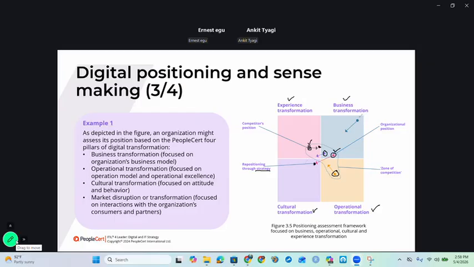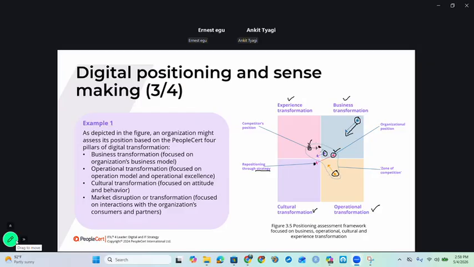Now you see business transformation for this particular organization. This is out of the zone of competition because their major focus right now is on business transformation. That's where the greater affinity is. But based on their repositioning strategy, they are also trying to move closer. Once they move closer, that is when they would be part of my zone of competition. And what is my zone of competition as of now? All these organizations that we see within the circle.